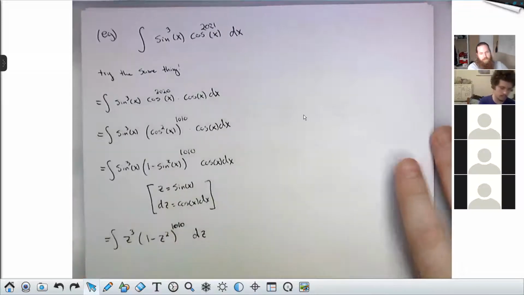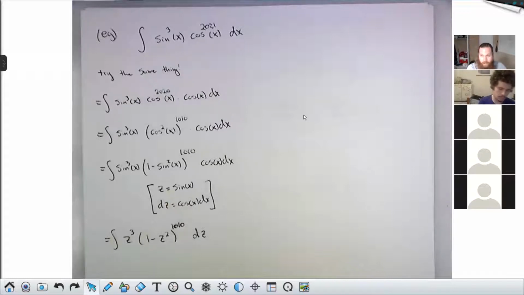From a theoretical perspective, this is not a hard integral, but from a practical perspective, this kind of sucks. Why does this kind of suck? Because raising a binomial to the 1010th power is pretty awful. Yeah, I wouldn't mind squaring this out. I wouldn't mind cubing this out. Multiplying 1 minus z squared by itself 4 times is starting to get on my nerves. 5 times, I'm like, okay, I'll use Pascal's triangle. 6, 7, 8, 9, 10 times. No, I don't want to do that.